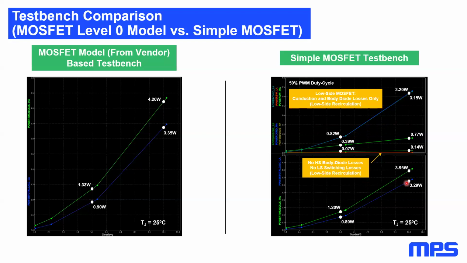By comparing the two plots, the left and the right, we can conclude that at the same junction temperature, there is a difference of 5% in the total losses. Considering the variability that a MOSFET could exhibit over the production, this error is acceptable.